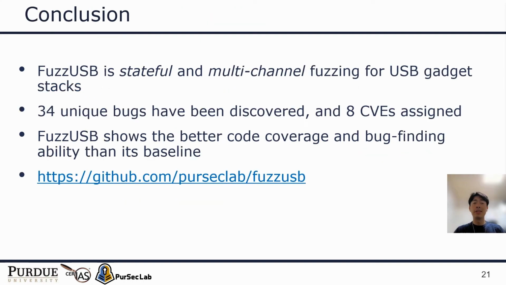So FuzzUSB is a stateful and multi-channel USB fuzzer that is designed for USB gadget devices. FuzzUSB has found 33 unique security bugs and been assigned 8 CVEs. FuzzUSB also shows better code coverage and bug finding ability compared to baseline USB gadget fuzzers. And we open source FuzzUSB in this repository.